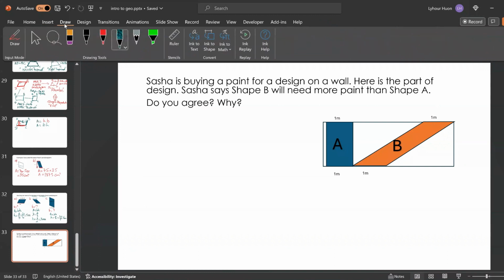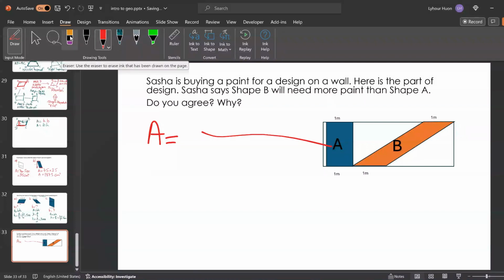Area. Yes. Okay. So to find the area for shape A, how do we find it? What is shape A? Oh, it's a rectangle, so instead of base times height, we do length times width. Yes. Now, what is the length and what is the width? The width is 1 meter.